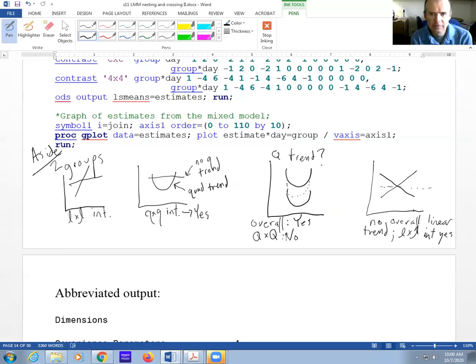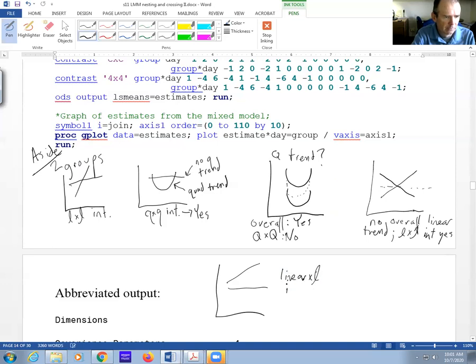Yeah, so they don't have to cross for an interaction. The thing that you're looking for is whether the lines are parallel or not. So if you had a situation like this, there's still a linear by linear interaction. Yes, in that case. Okay, good question.